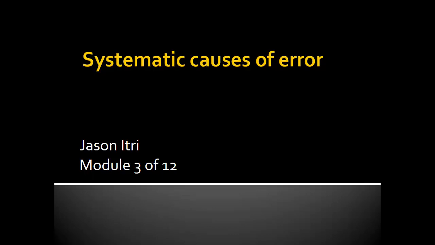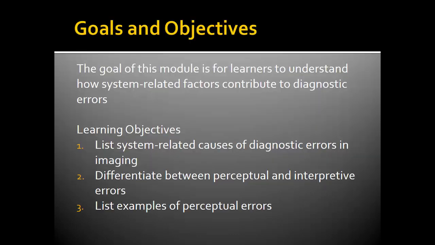Welcome to the third module of this session, Systematic Causes of Error. The goal of this module is for learners to understand how system-related factors contribute to diagnostic errors. The learning objectives are to list systematic-related causes of diagnostic errors, differentiate between perceptual and interpretive errors, and list examples of perceptual errors.